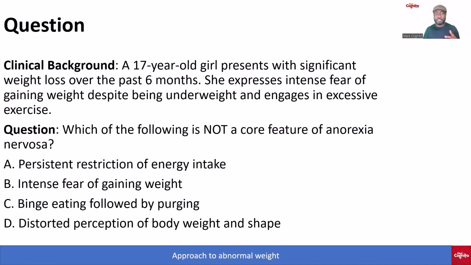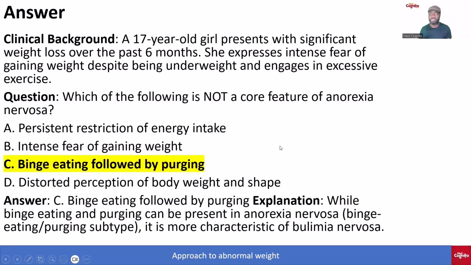Is it A? Is it B? Is it C? Or is it D? So, what is the answer? I've gotten about 8 answers so far. Dr. Kenza is also saying, so it looks like everybody's going for C. Dr. Tin, why did you go for D? The correct answer, everyone is going for C. And the correct answer is C.